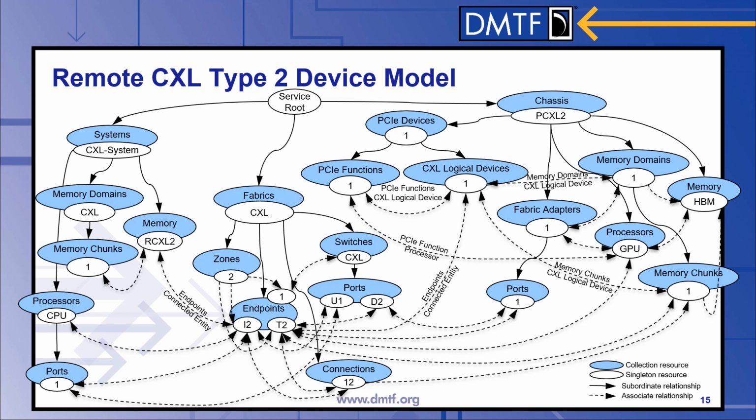The fabrics model has a switch with upstream and downstream ports. The host system and remote CXL device are endpoints on the fabric and are within a zone that allows them to communicate. There is a connection that describes the connection between the host processor and the remote memory chunk. Remote CXL memory is represented as RCXL2 in the CXL system's memory, as it is remotely attached memory. The CXL system has a memory chunk that represents a memory region from the remote CXL device over the CXL fabric.